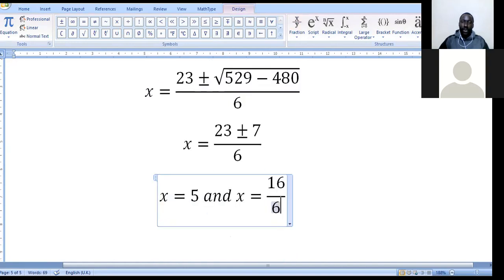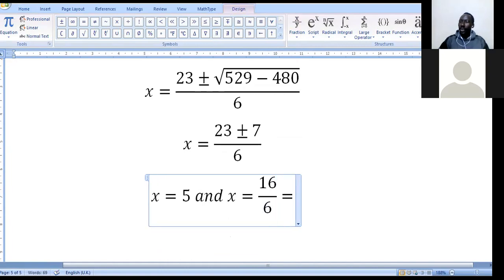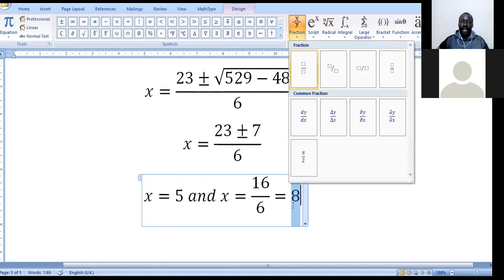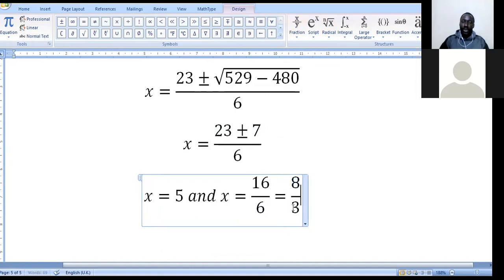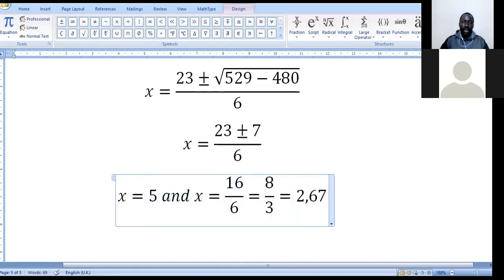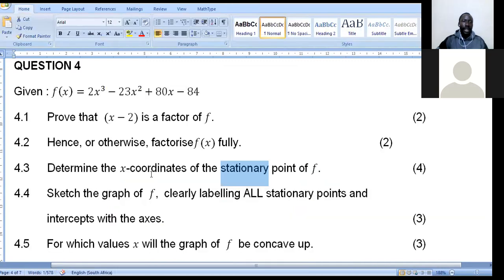That's what we got. We could reduce this. We could write the value as 2.67, or we could reduce it to 8 divided by 3. There isn't a problem writing it as that: 8 divided by 3, or simply 2.67. So the question was asking for the x-coordinate of the stationary point, only the x value. We don't need to find the y value. But if it was necessary to find the y value, we would substitute the x value in the original expression. That's all.